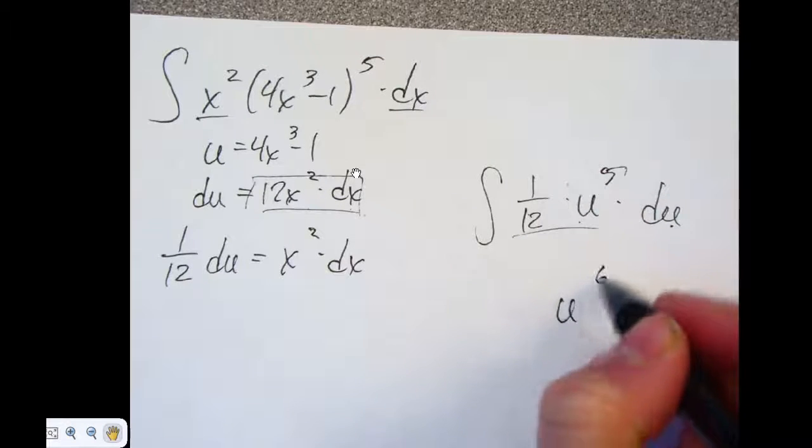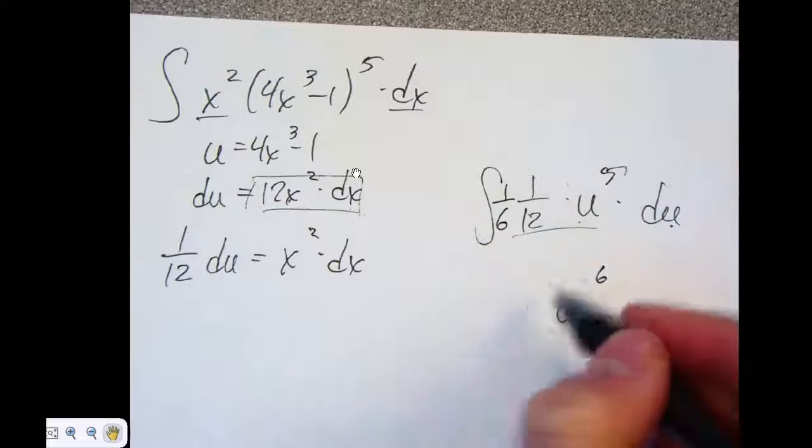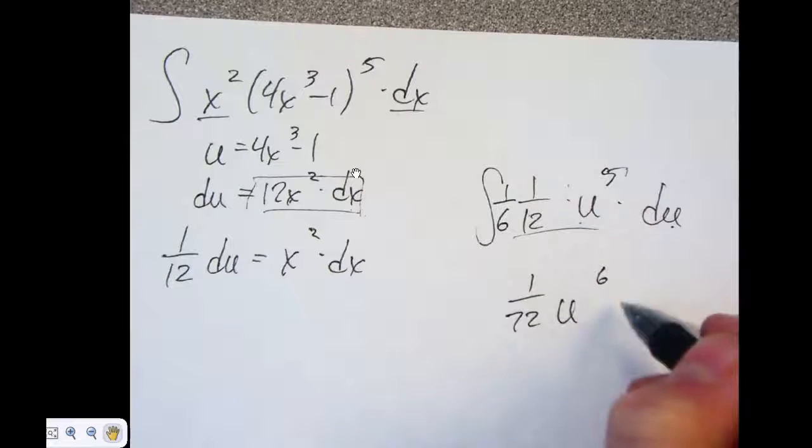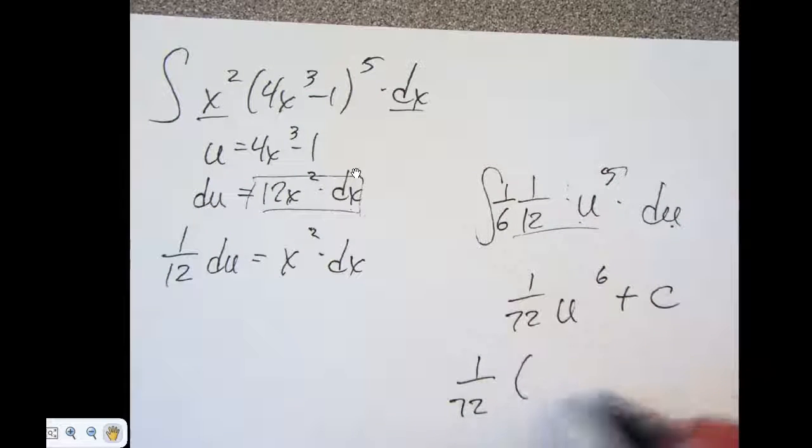Okay, we'll add 1 to the power and multiply by the reciprocal, so what's 1/6 times 1/12? 1/72. And then you put your x's back in.